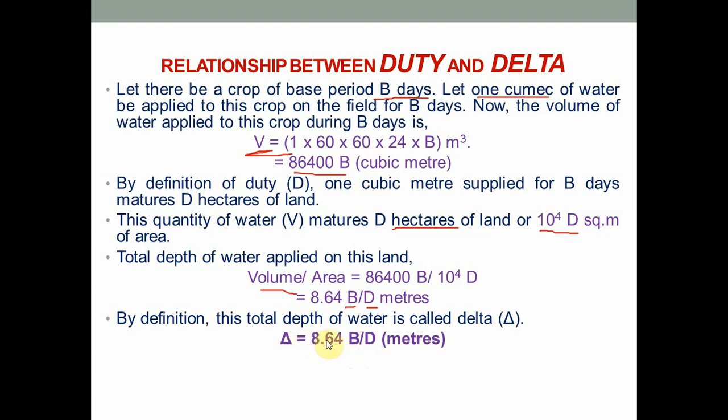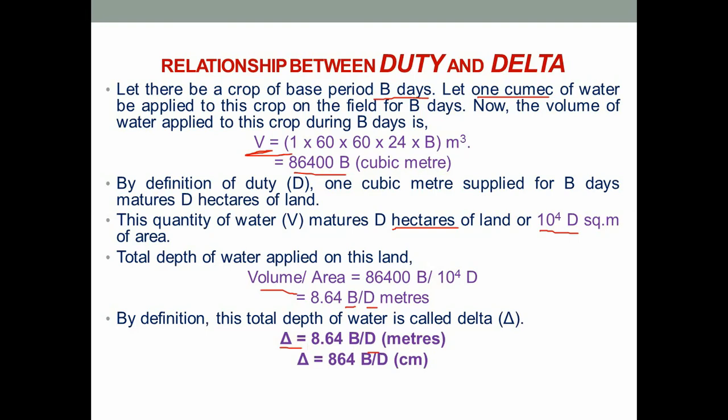Now delta is equal to 8.64 B upon D. So if we see here, delta is inversely proportional to duty of water. As delta increases, duty decreases. That means as the total depth of water increases, duty will decrease, and as the total depth of water decreases, the duty of water will increase.